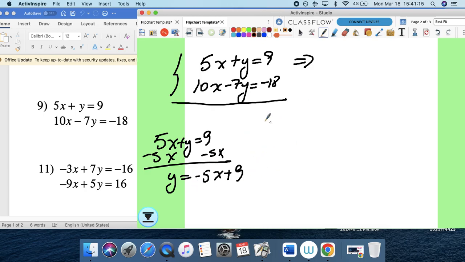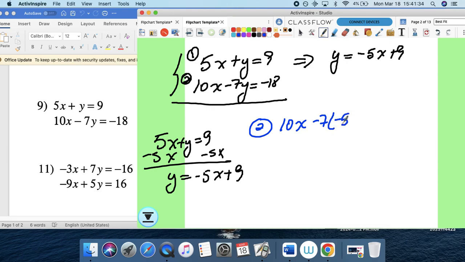So now that I have what y is, let me write this over here. I'm going to use this version of it. Now let me write 1 and 2. In equation 2, I'm going to replace y with negative 5x plus 9, and I'm going to put that in parentheses. 10x minus 7 times negative 5x plus 9 equals negative 18. Let's solve this. 10x plus 35x minus 63 equals negative 18.